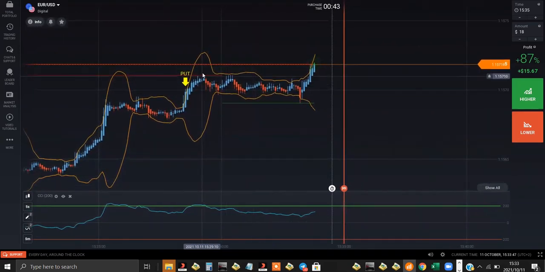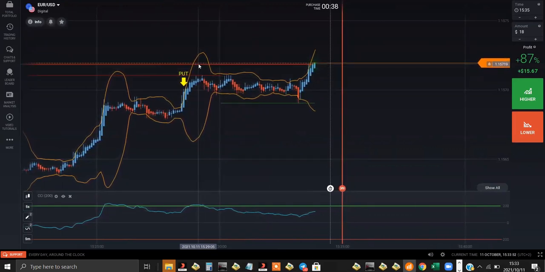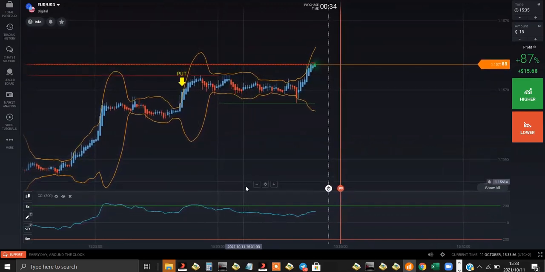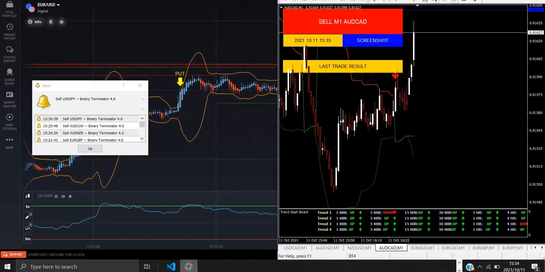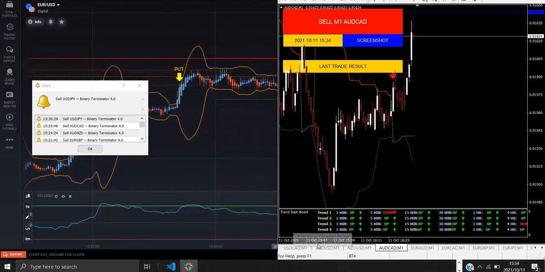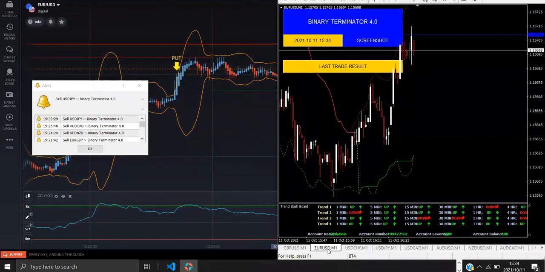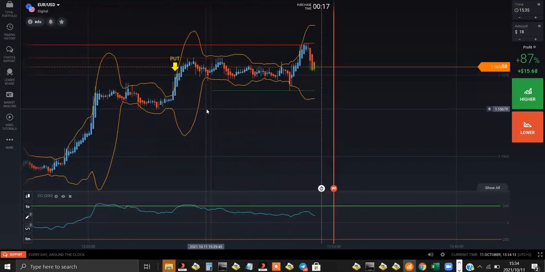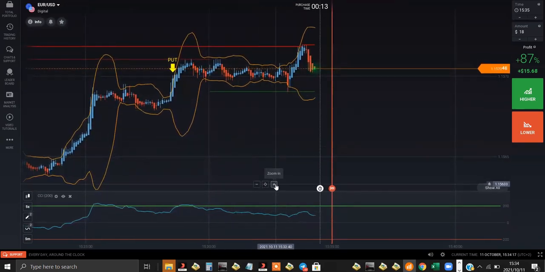So right now it's touching the resistance line. This looks like a good entry, but I don't know. Let's look at it on the MT4 one, and it's Euro USD. There's Euro USD. There you go. Okay, nope, we're not gonna take it. We've already missed the entry.